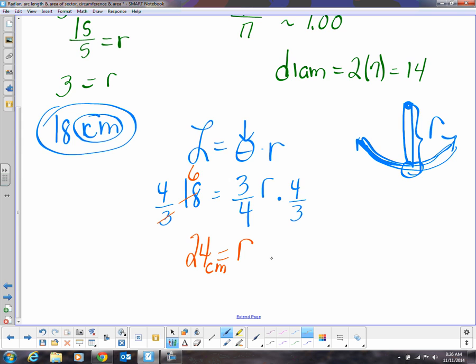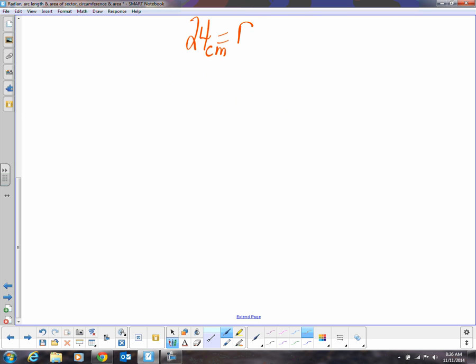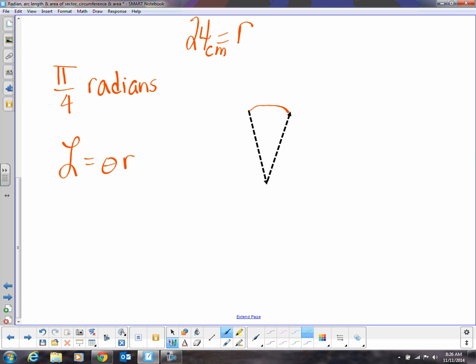Number 5 is talking about a slice of pizza. Okay, here's the slice of pizza. And they say that the pizza is divided into 8 equal slices, each with a central angle that is pi over 4 radians. What is that? That's going to be theta. So this is going to be pi over 4.